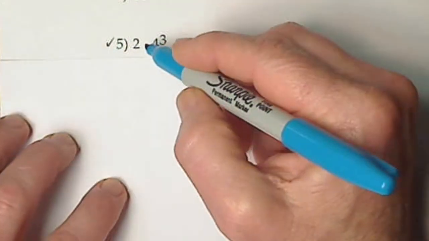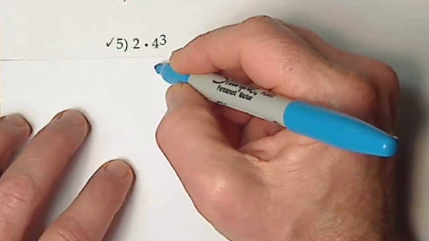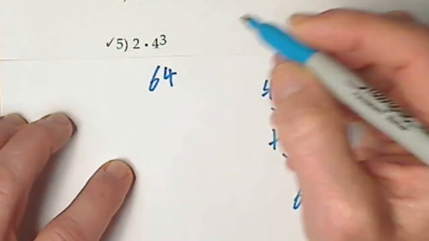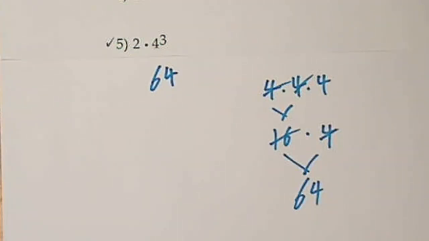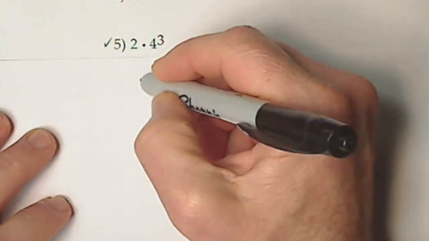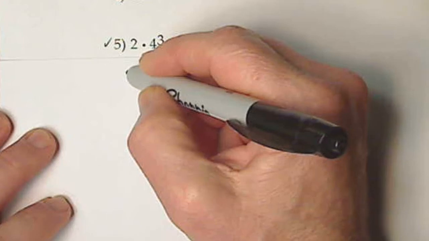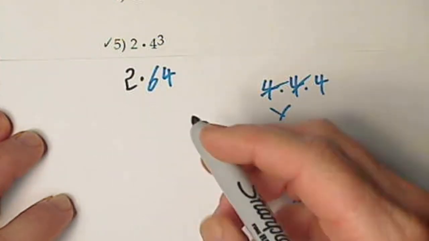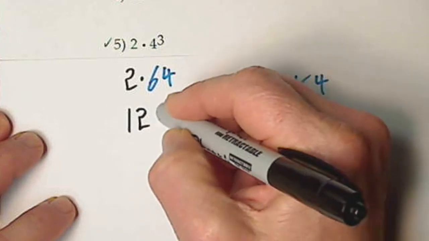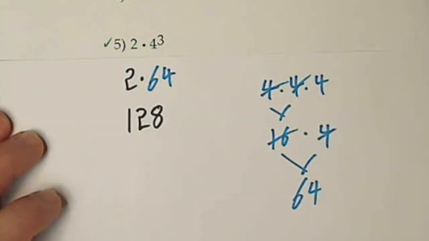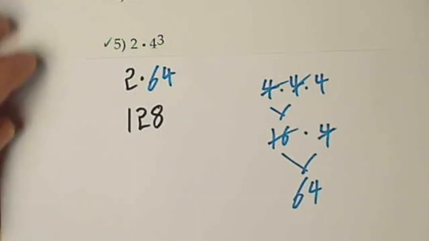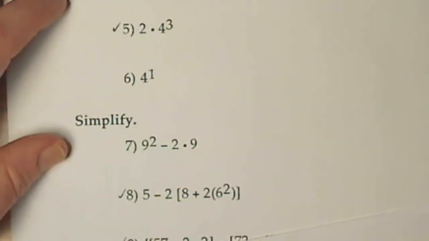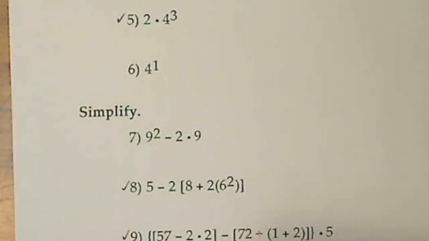So underneath 4 to the third power, I simply write 64, and then I bring down whatever I haven't used. I haven't used this multiplication. I haven't used that 2. And now it's simply 2 times 64, which would be 128. It has to be done in that order. Let's take a look at number 8 down here.